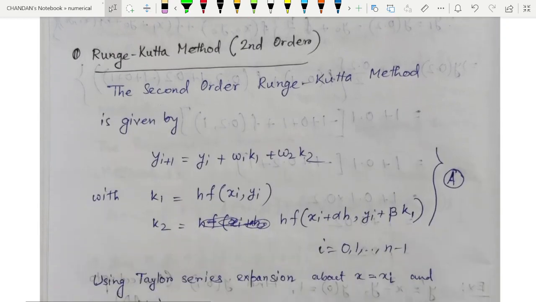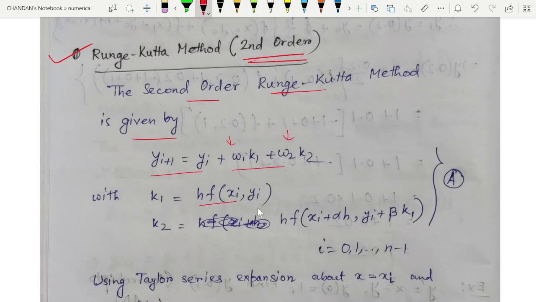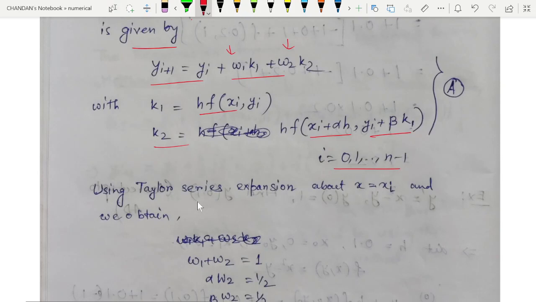Okay, so now we come to the Runge-Kutta method of second order. This is the most important method of numerical solution of ordinary differential equations. See, the second order Runge-Kutta method, that is the RK2 method, is given by yi plus 1 equal to yi plus w1 k1 plus w2 k2, where w1 and w2 are called the weight functions, with k1 equal to h into f of xi yi, and k2 equal to h into f of xi plus alpha h and yi plus beta k1, where i equals 0, 1 to n minus 1. Using the Taylor series method about x equal to xi, and after some calculation, we obtain these relations.